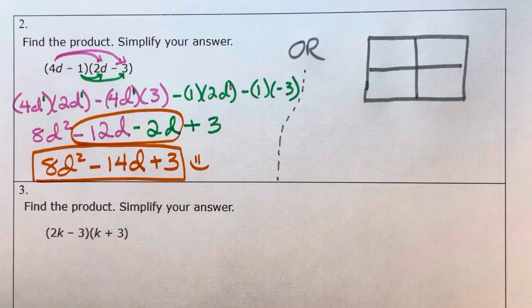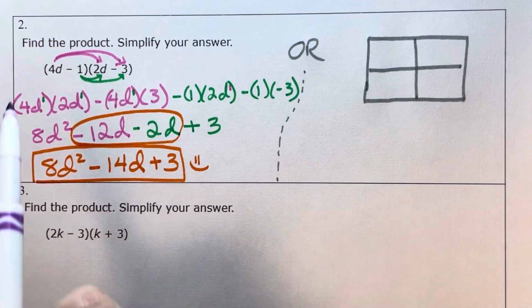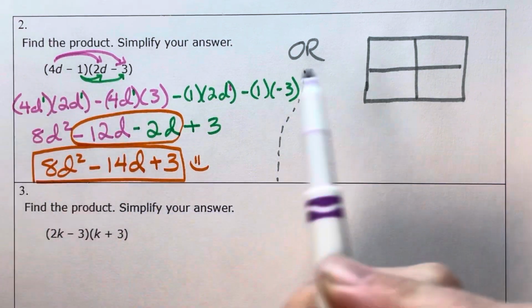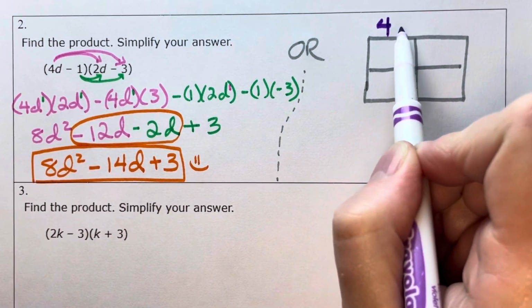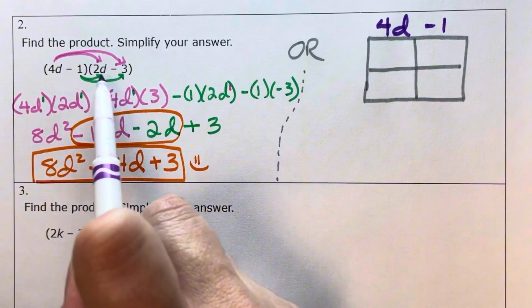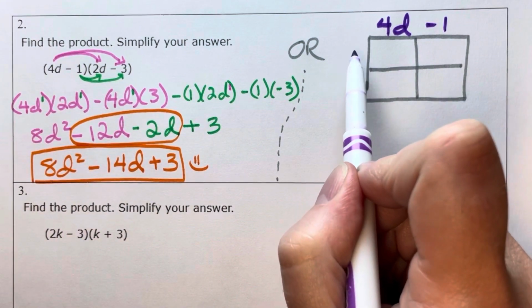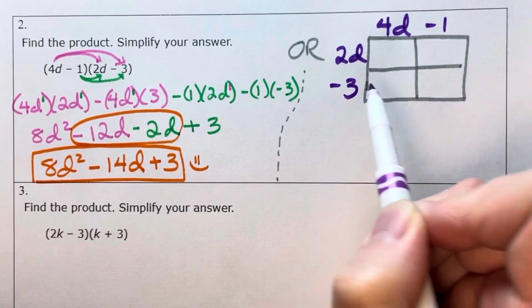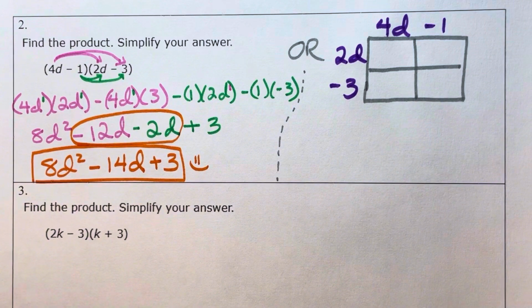Now let's do the same problem using the box method. Again, both of my binomials only have 2 terms apiece. So we put the first term on the top of my square, my box, and the second set of information, the second binomial, down the left side of my box. Let's get ready to multiply in, filling each square of the box.